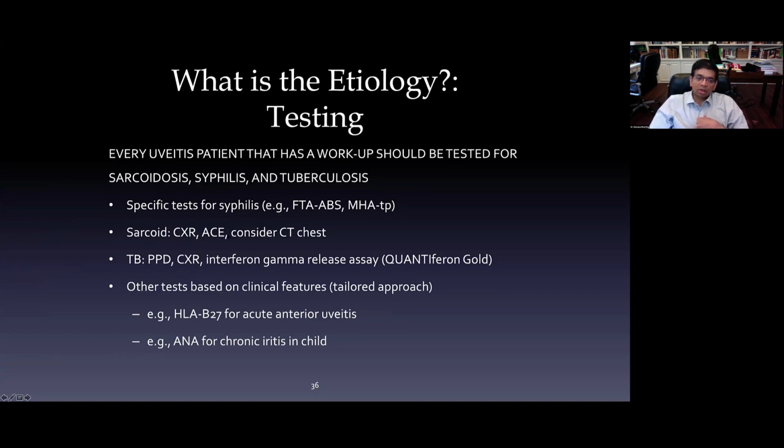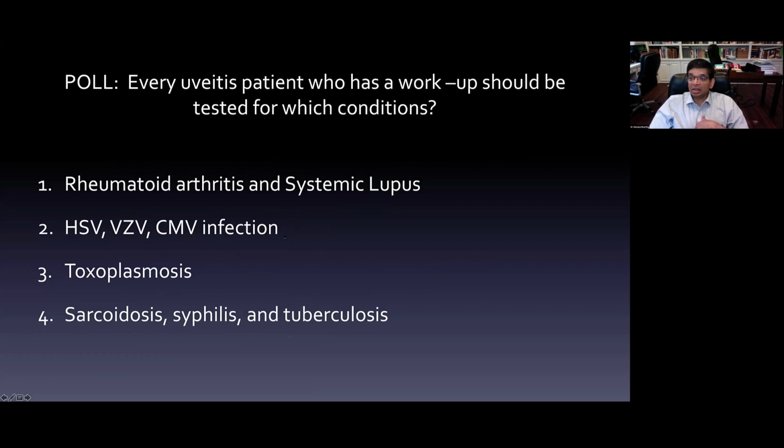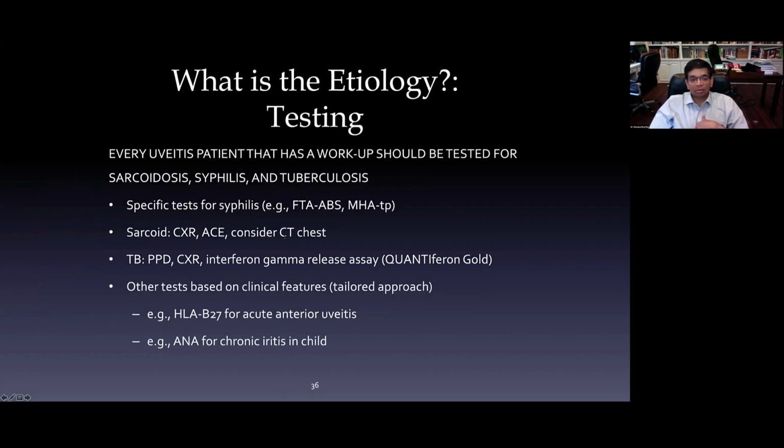And sarcoidosis, how do you check for that? Well, you can check a chest x-ray, you can check angiotensin converting enzyme level. If they have significant symptoms or abnormalities on chest film, you can also consider a chest CT with very thin cuts or spiral cuts looking for hilar adenopathy and interstitial lung disease.